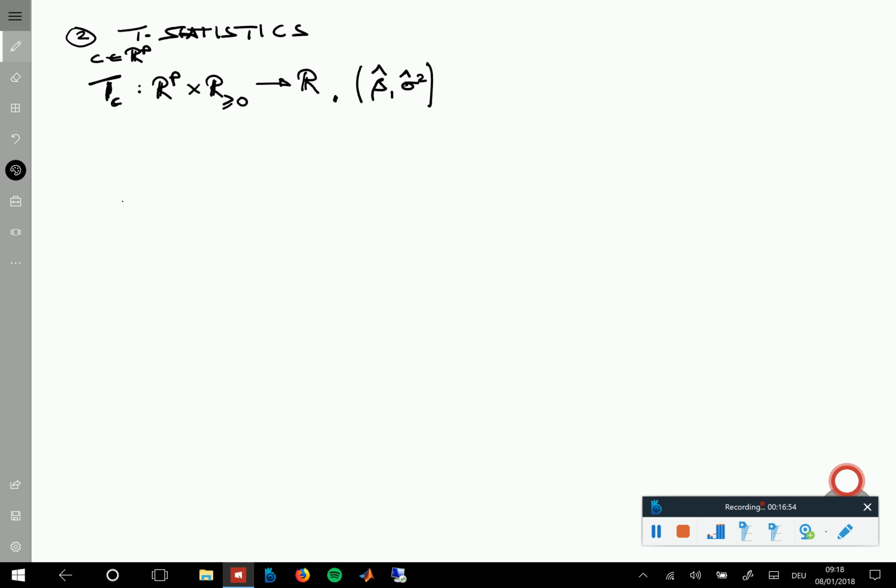So these are this p-dimensional vector, that's the beta hat, and this value larger or equal than 0, that's this variance estimate. And it maps this onto, of course, its value. And then, of course, the question is how this is defined. Maybe I put it down here.